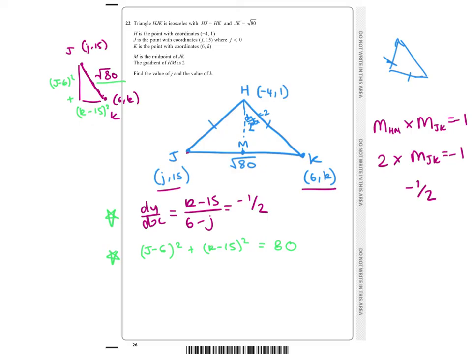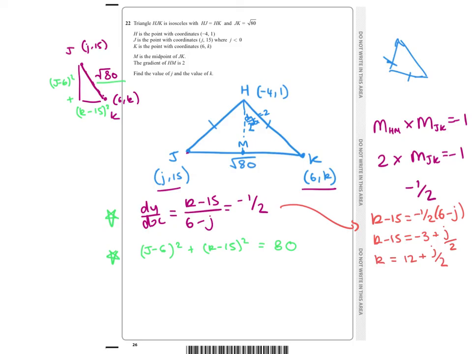So we're going to rearrange the dy by dx. If I rearrange this one, I'm going to get k minus 15 equals negative a half bracket 6 minus j. K minus 15 equals negative a half times 6 is negative 3. Negative a half times negative j plus j over 2. I'm then going to move the 15 over. So I'm going to get 12 plus j over 2. Okay, so now I have what k is. I'm going to substitute that in to this one here.